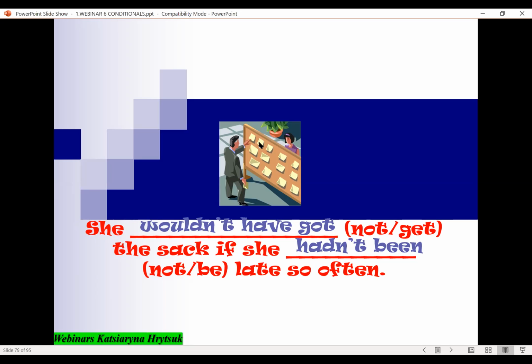She hadn't been late so often. She wouldn't have got the sack. He was fired, to get the sack, okay? When the company fires employees, so he got the sack. We say like this, he got fired.